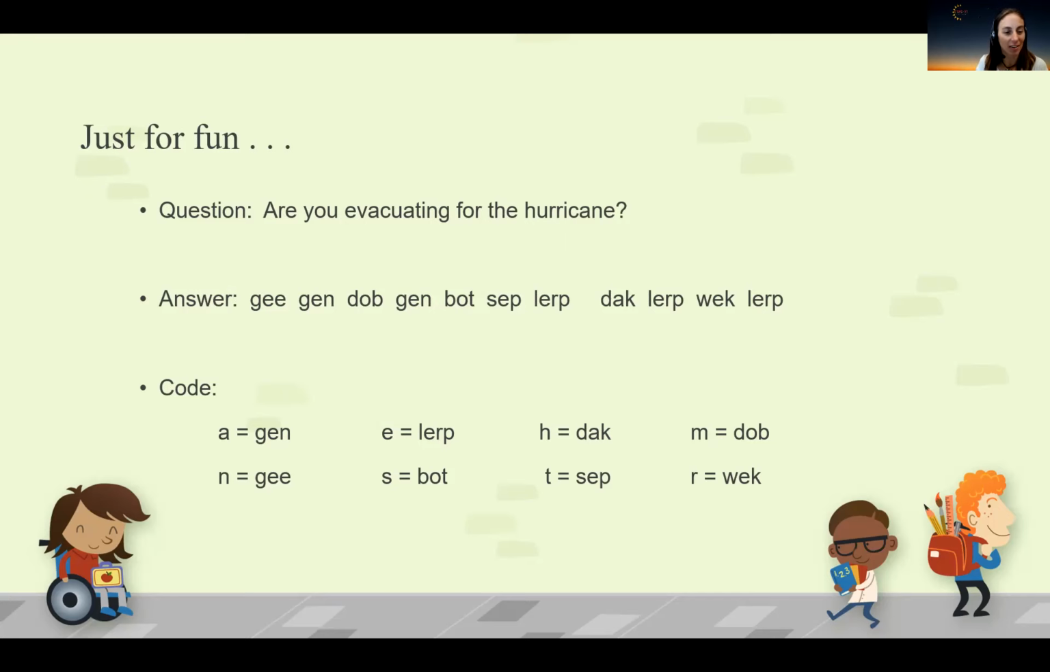The answer is spelled out, and I'll give you a hint. It's 2 words. Gi, gen, dab, gen, bat, sep, lerp makes up the first word. The letters of the second word are dak, lerp, wek, lerp. And at the bottom, I've got the code for you to break. An A equals gen, an E equals lerp, an H equals dak, the M equals dob, an N equals gi, an S is the same as bot, a T is sep, and an R is wek. So who can answer that question?